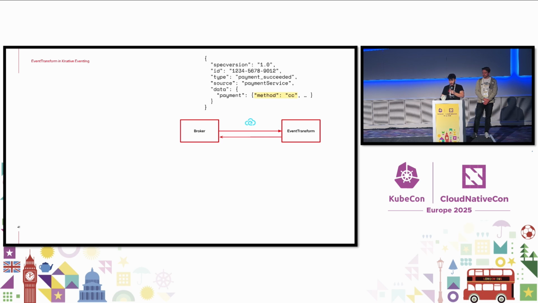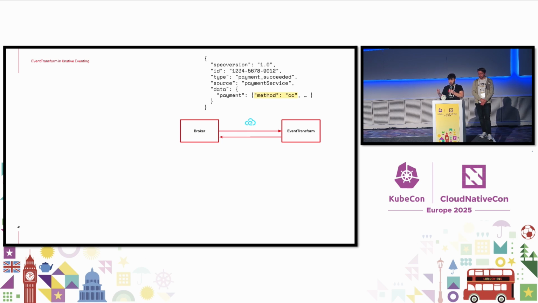So here I have an example. In my example, I have a broker and event transform. And in this example, I'm using the broker reply feature. With the broker reply feature, you can basically process an event and then reply back with a new event. And that event is going to get queued as a normal event. It would be sent by a different source.